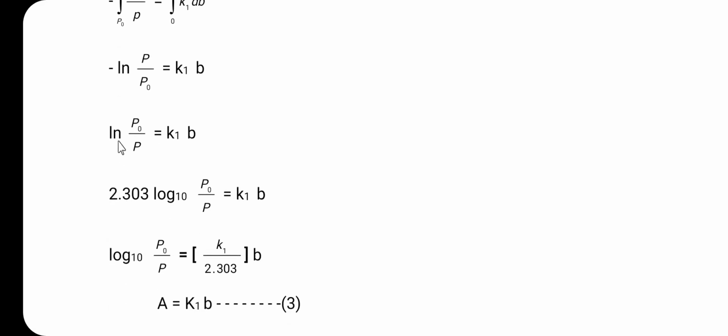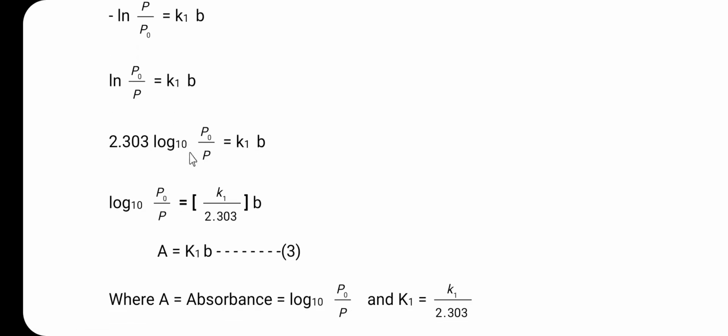So, friends, once again all of you know that ln means log to the base e. Here we have to convert base e into base 10 by using the rule of change of base, so we multiply by the factor 2.303. So, this equation can be written as 2.303 log of P0 upon P to the base 10 is equal to K1 into B. Again this equation can be rearranged: log of P0 by P to the base 10 is equal to K1 divided by 2.303 into B.